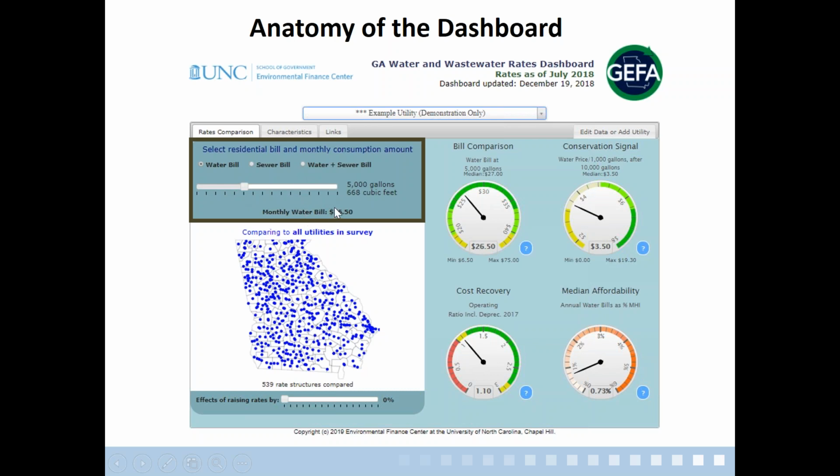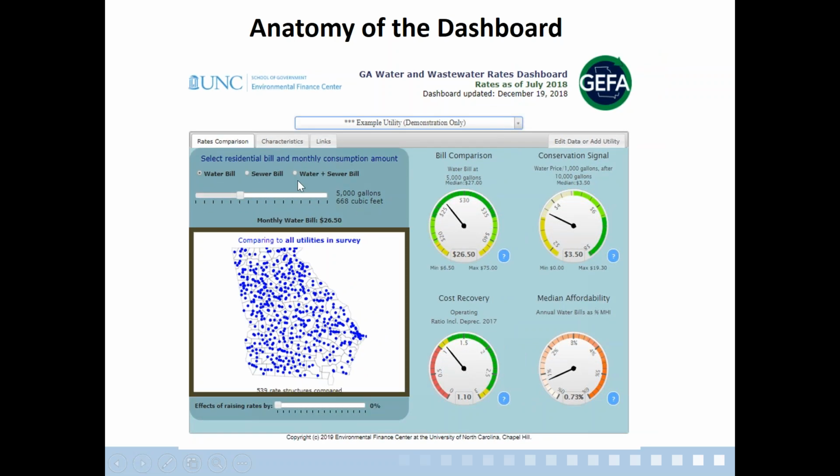Right underneath that, you see the monthly water bill for the selected service and the consumption point, which here we have $26.50. This is also displayed over here in the bill comparison dial, which we'll get to. Underneath the slider, we have a map of the entire state, and all of these blue dots are the locations of all of the utilities in the survey. So if you know exactly where you are in the state, you can try to pick out your blue dot. But there's other ways to get there more accurately.